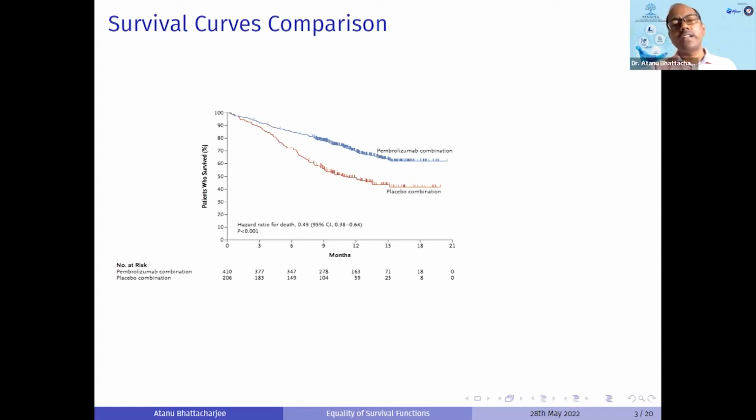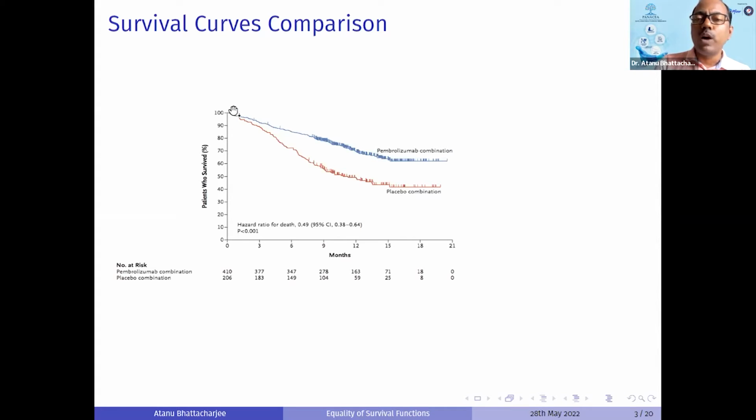So if you say that there are two groups, the red color is given as a placebo combination, and the blue color is given as a pembrolizumab combination. So obviously those who are given placebo combinations are having poor survival as compared to those who are given this treatment, like pembrolizumab therapy. Now see, the question comes here.